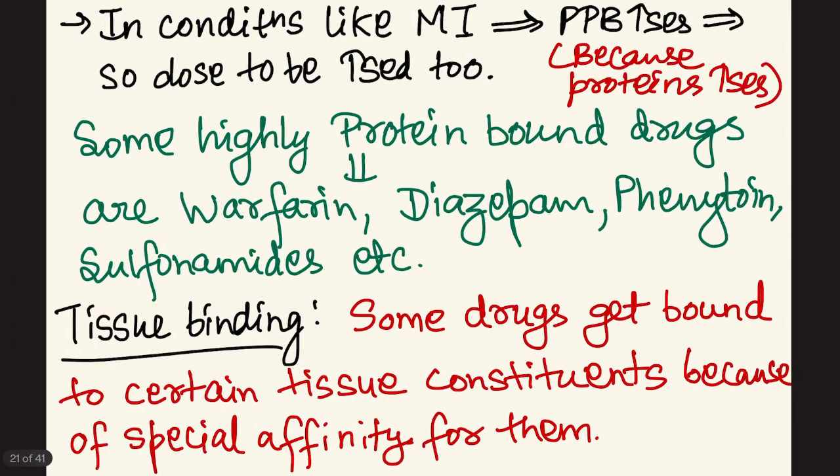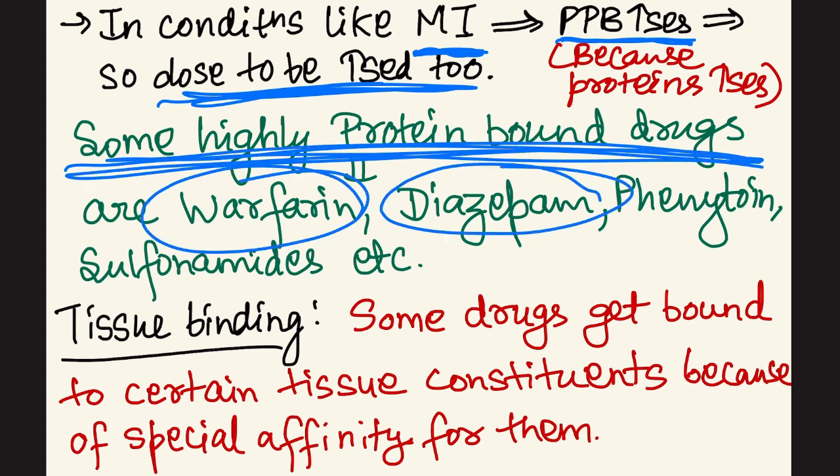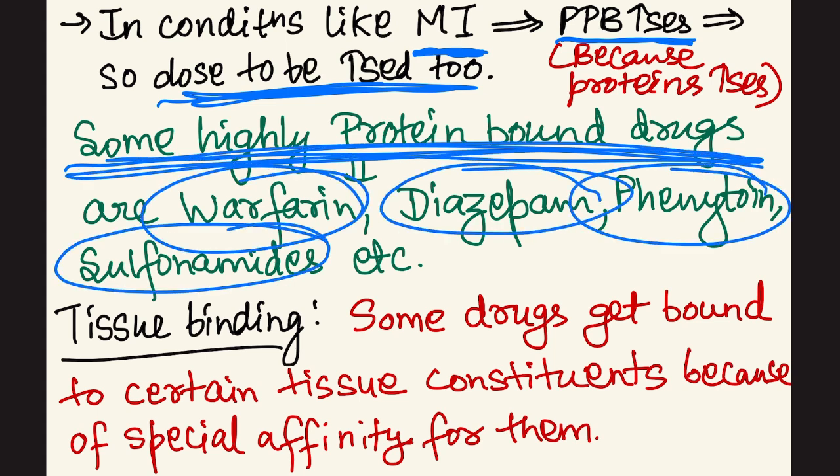Then the next factor is some of the inflammatory conditions, that is myocardial infarction. In that case, there will be an increase in some of the proteins, that is the positive acute phase reactants, and as a result the plasma protein binding for the drugs will increase because the proteins are increasing. So in that case we will have to increase the dose of the drug because the free form of the drug will be less. So this is about plasma protein binding, and some of the highly plasma protein bound drugs include warfarin, diazepam, phenytoin, and sulfonamides. Diazepam and phenytoin are basically anti-epileptics.